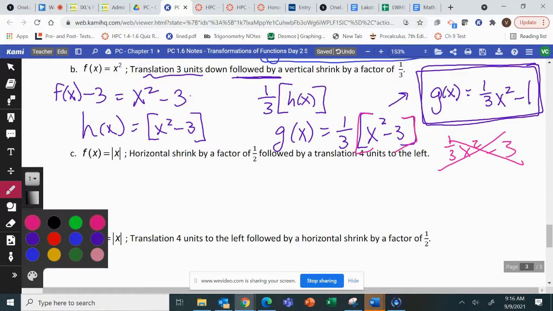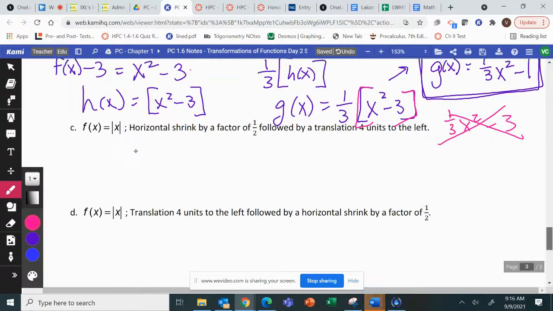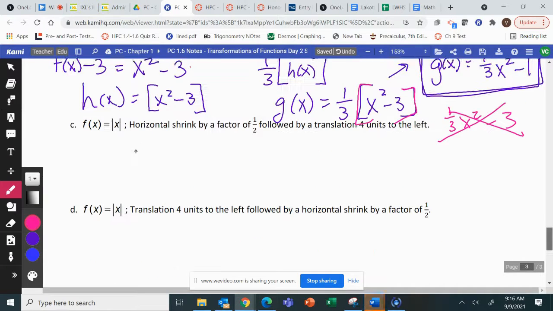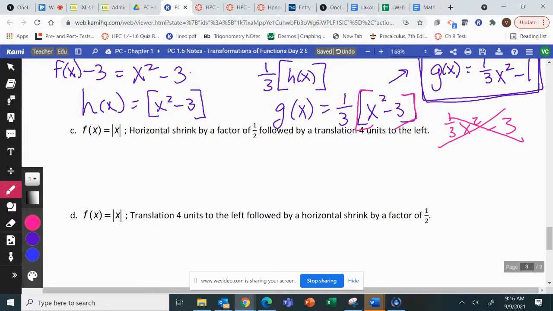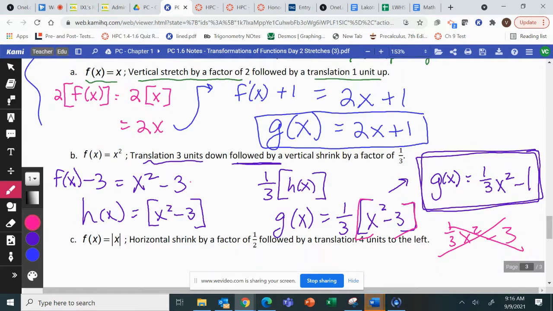All right, next one says f of x equals absolute value of x. We've got a horizontal shrink by, oops, went too far. Horizontal shrink by a factor. Can you scroll up for a second? Yeah. The first one? The first one. No, did you write something down wrong?